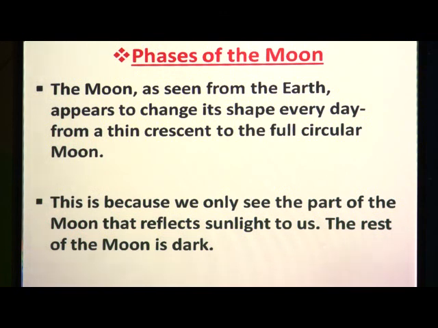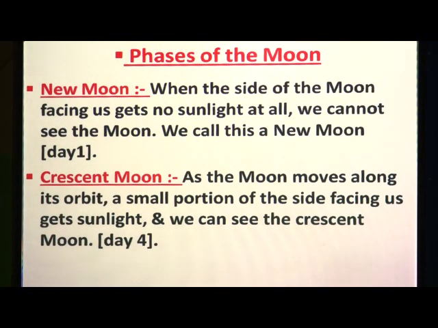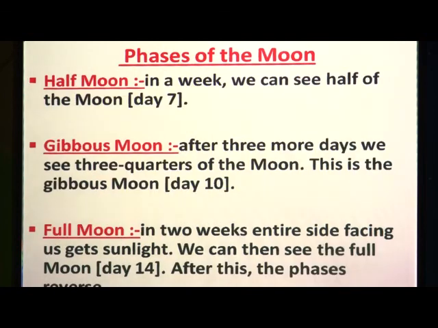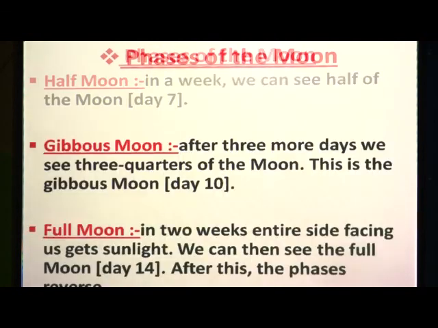What are the phases of the moon? The different shapes of the moon as seen from the earth are called the phases of the moon. According to the shape, we can identify different phases, and we can give names to the different phases: new moon, crescent moon, half moon, gibbous moon, full moon, etc.